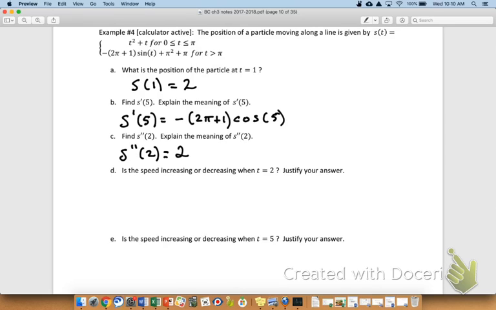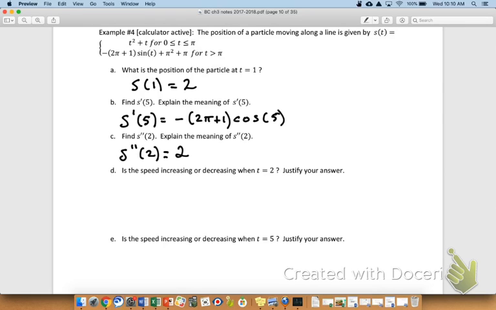Find the derivative. Okay, definitely find the derivative for T. So let's see. That guy is still right. Okay, we'll discuss D and E here in just a minute.